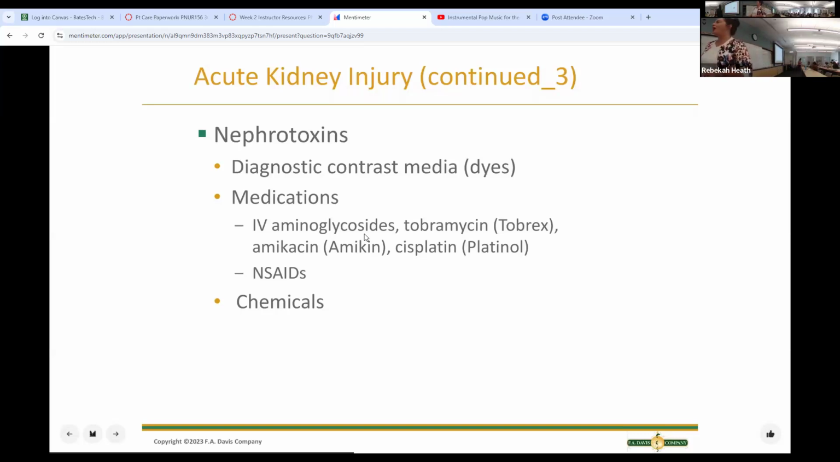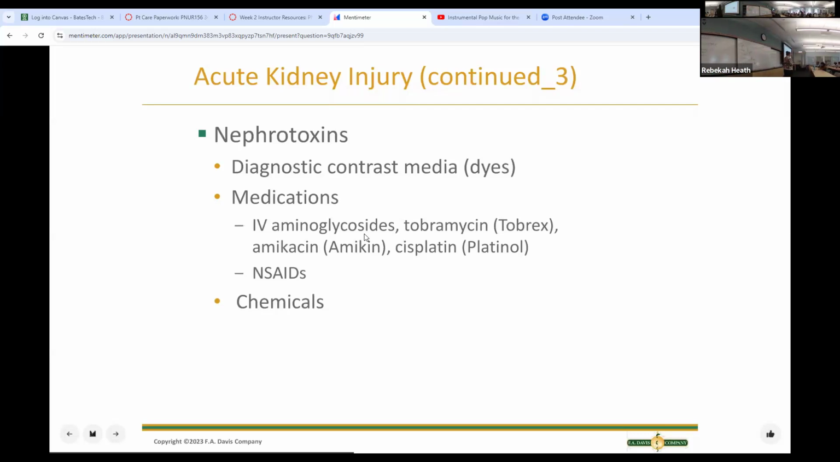One of the most common nephrotoxins that we give to people is contrast media, which is a dye. When we talked about angiograms, or studies where we inject contrast dye into patients, a lot of times they'll have a CT scan with contrast. That's really hard on the kidneys, and so they will look at your kidney function.